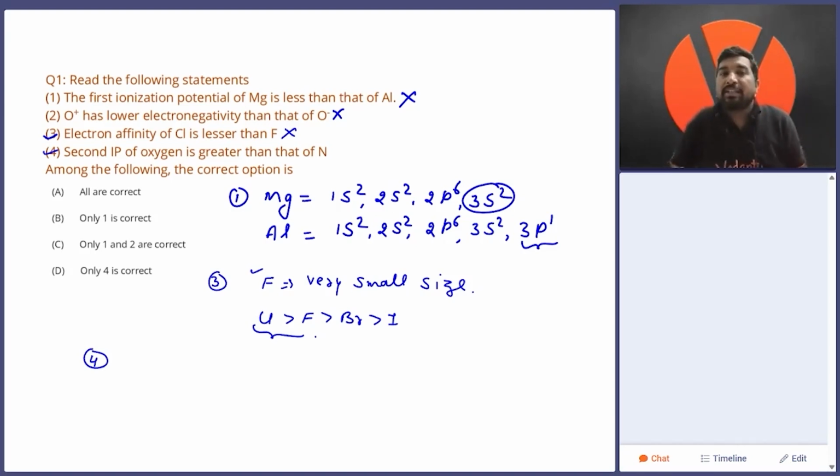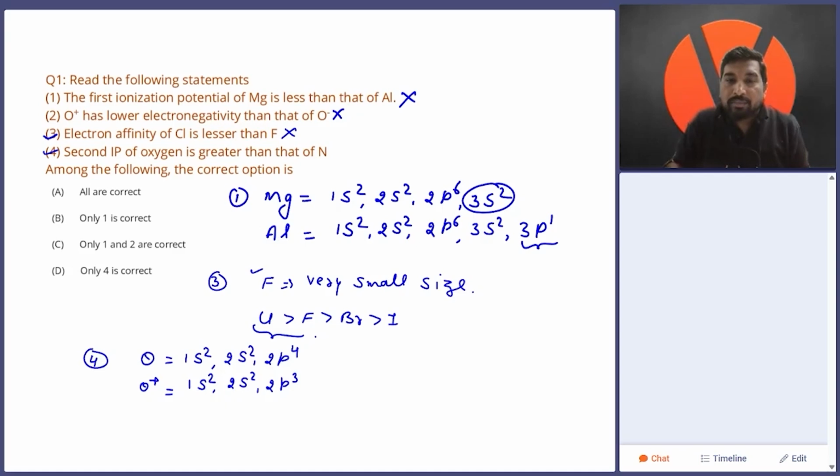When we talk about the fourth statement, the second ionization potential of oxygen is greater than nitrogen. The electronic configuration of oxygen is 1s2, 2s2, 2p4. After removing an electron, O plus becomes 1s2, 2s2, 2p3. Now nitrogen: the electronic configuration is 1s2, 2s2, 2p3. After removing an electron, N plus becomes 1s2, 2s2, 2p2.